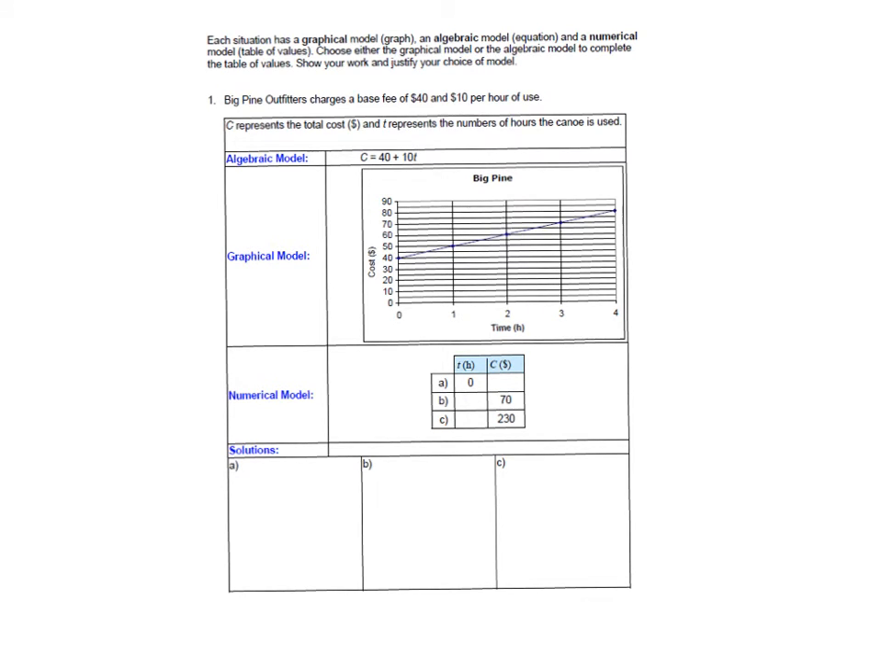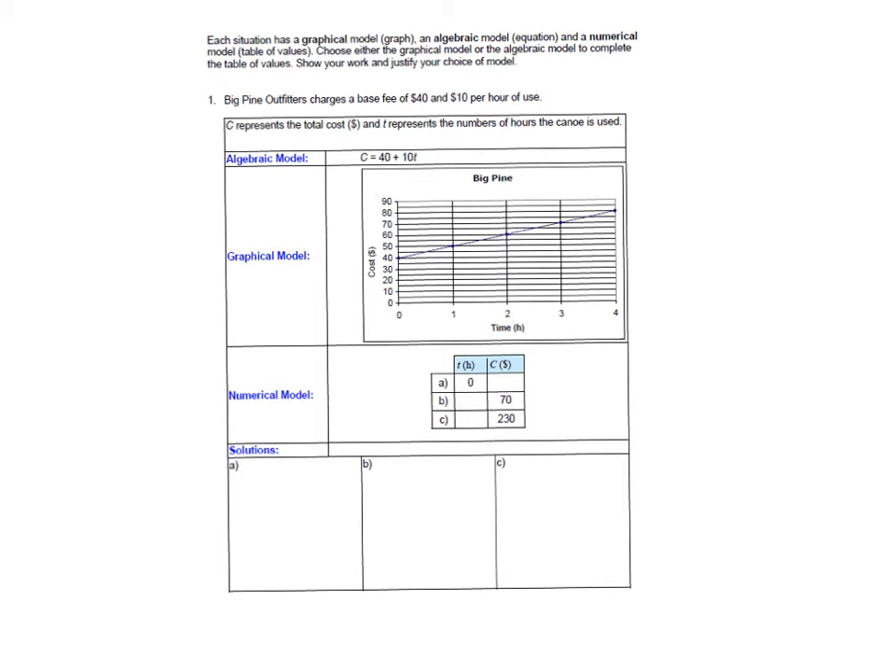So now we'll move on to page 13 in the tips booklet. For 2 of the classes, I was away on the day when this was assigned, so I just thought I'd go over it with you here. So just to read the question: each situation has a graphical model, an algebraic model, and a numerical model. Choose either the graphical model or the algebraic model to complete the table of values. Show your work and justify your choice of model.